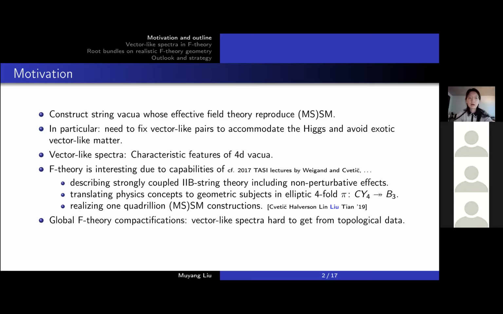However, in global F-theory compactification, the vector-like spectrum is hard to get from the topological data only, and thus this raises our question about how we can control these vector-like spectra in F-theory.